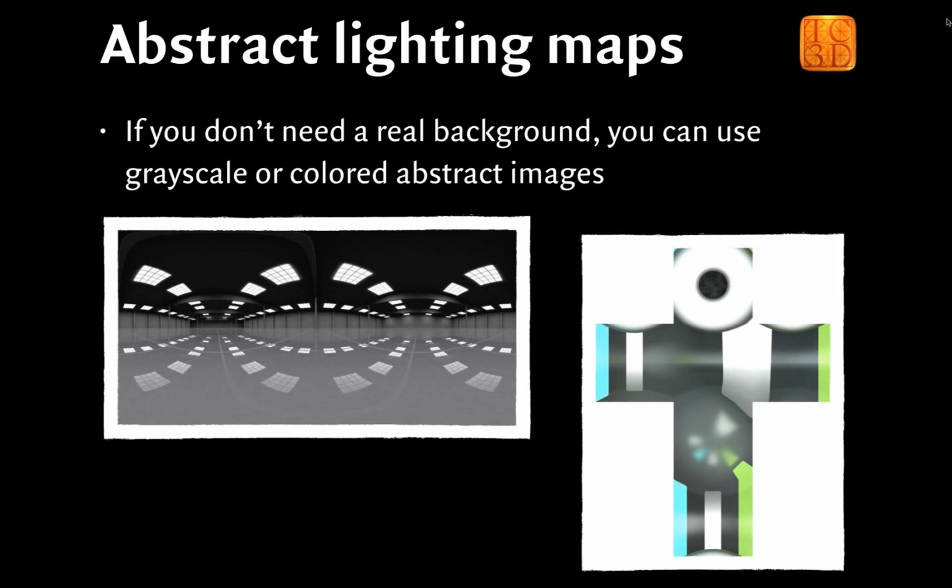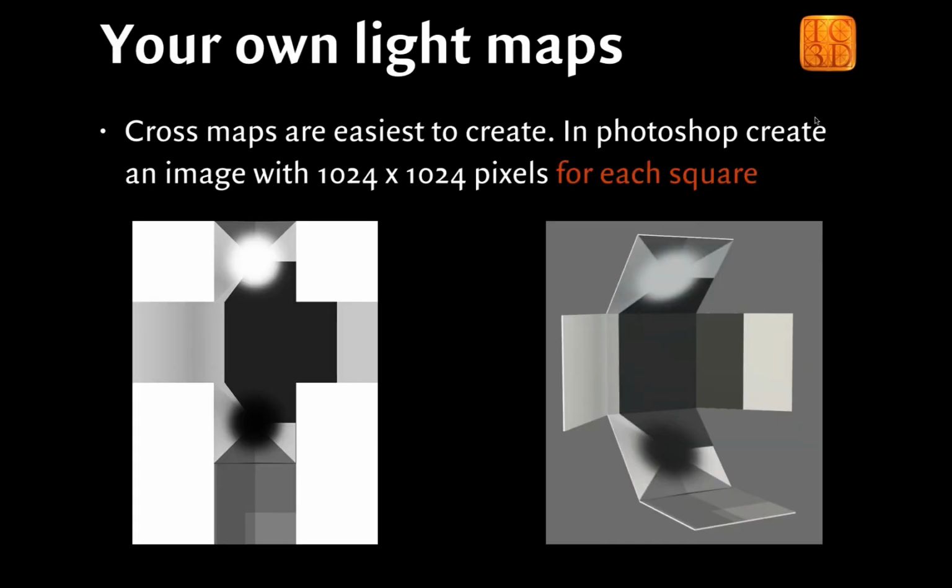Again, one of those spherical maps on the left-hand side. And on the right-hand side, you see a cross map. And I'll come back to that cross map in a second. But those are really light maps. They're not environment maps. They don't contain pictures. They only contain light information. And you can use that just as well. You can even make your own, and that's what I started to say about those cross maps. The cross maps are really, really easy to create yourself.